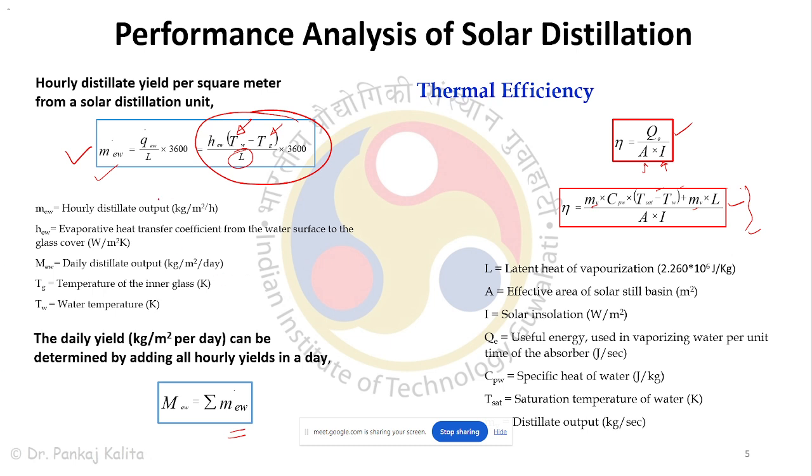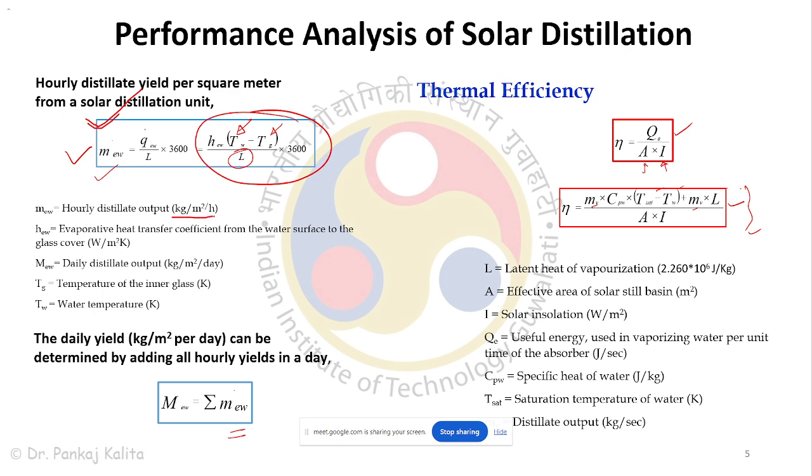If you do the performance analysis of the solar distillation, the parameters you need to know are how much distilled water we are getting, on an hourly or daily basis, by using this particular device, and what the thermal efficiency is. Those two are the important performance parameters. So numericals can be framed on this also. You need to remember how to calculate this for a particular hour, say how much hourly distilled output in kg per meter square per hour.